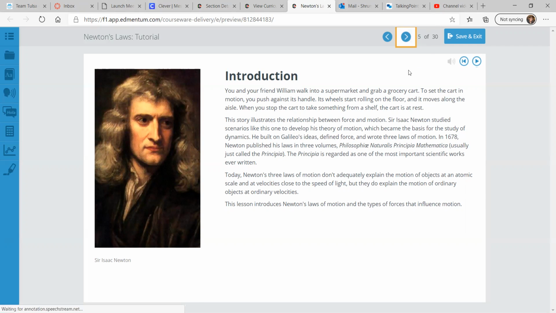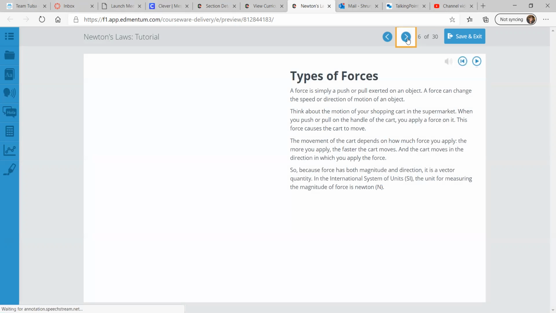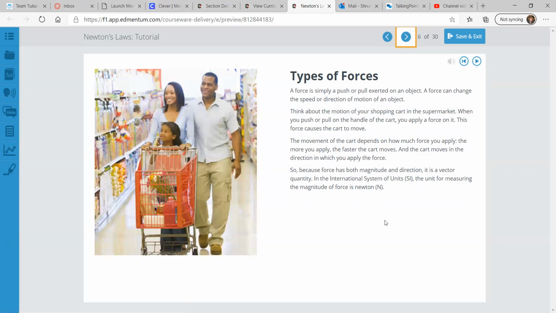So let's get into the types of forces. A force is simply a push or a pull exerted on an object. It can change the speed or direction of motion of an object. Think about that shopping cart in the supermarket. When you push or pull on the handle of the cart, you apply a force on it. This force causes the cart to move. The movement of the cart depends on how much force you apply. The more you apply, the faster the cart moves, and the cart moves in the direction in which you apply the force.